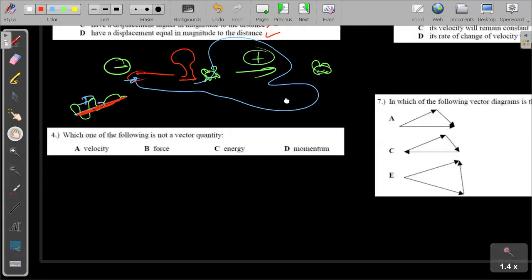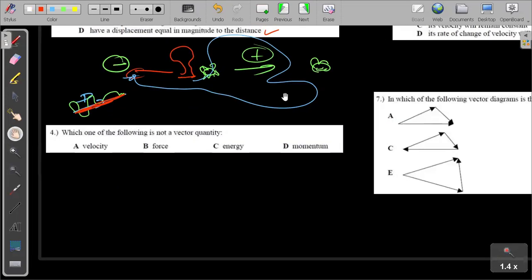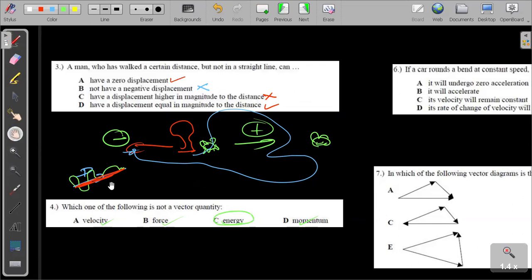Which one of the following is not a vector quantity? Velocity is a vector. Force is a vector. Energy is not a vector. Momentum is a vector. Energy is not a vector quantity.